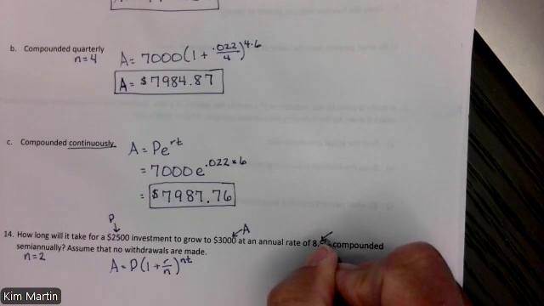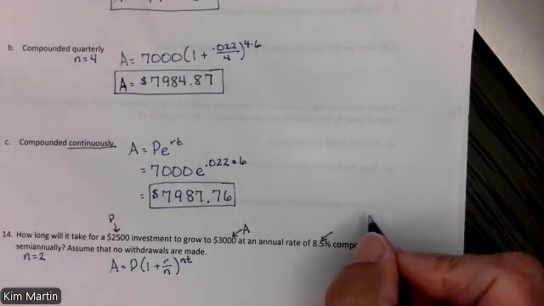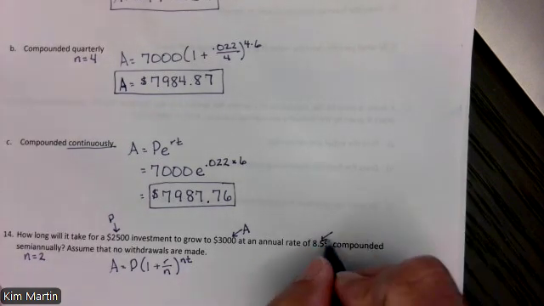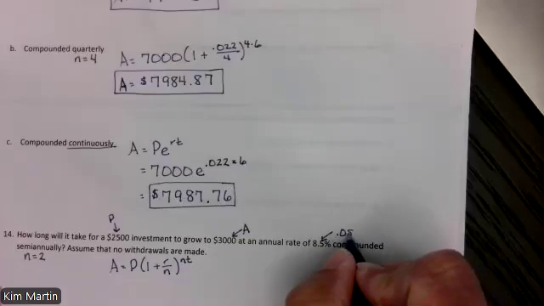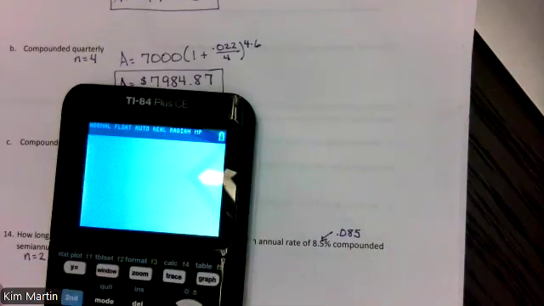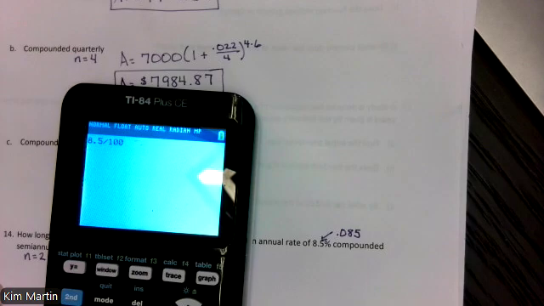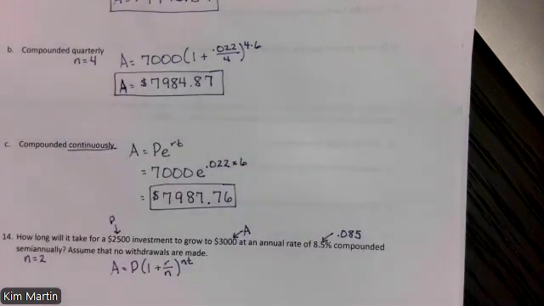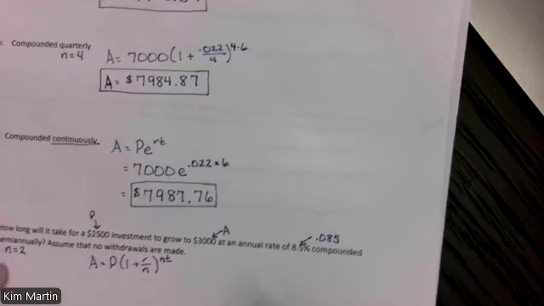And then we're going to change this to a decimal, so we have to move it left 2 places: 0.085. Again, if you're not sure how to do that, that is 8.5 out of 100%. So here's what we're going to do: fill in what we know.